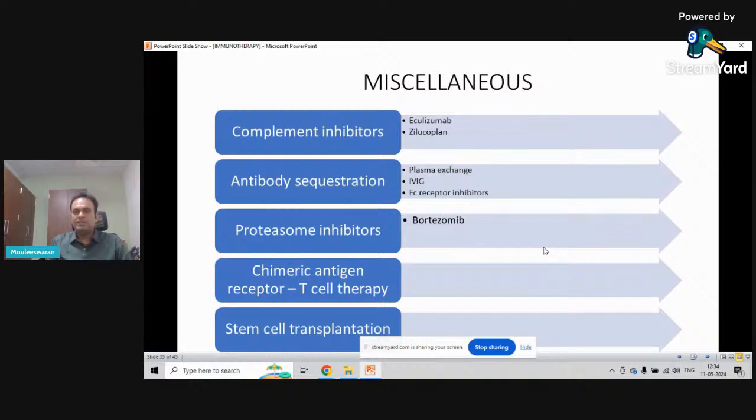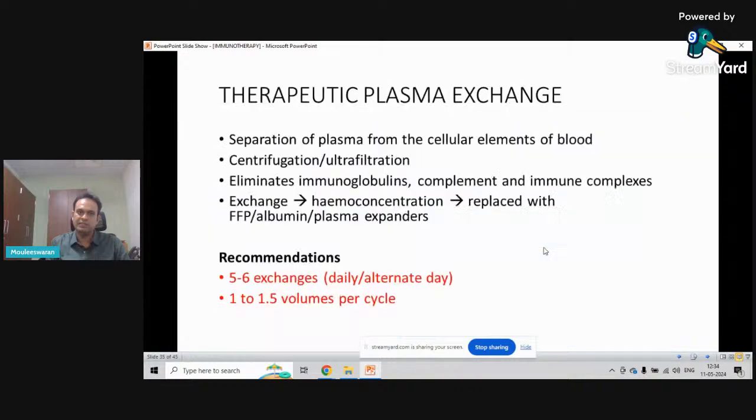So the other miscellaneous group of drugs which act at other parts of the immune cycle are complement inhibitors, antibody sequestration techniques, which include plasma exchange and intravenous immunoglobulins, FC receptor inhibitors, proteasome inhibitors like bortezomib, chimeric antigen receptor T cell therapy, which acts at the level of antigen presentation only, and hematopoietic stem cell transplantation.